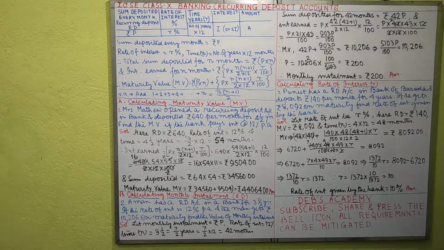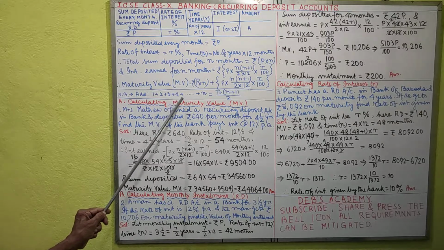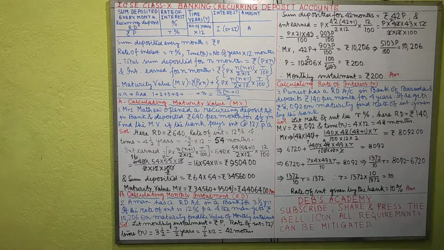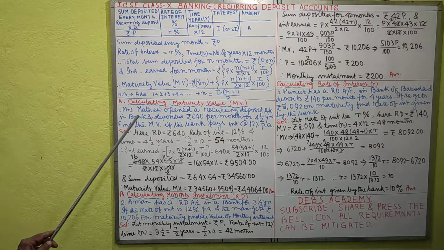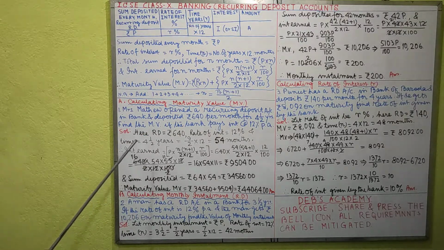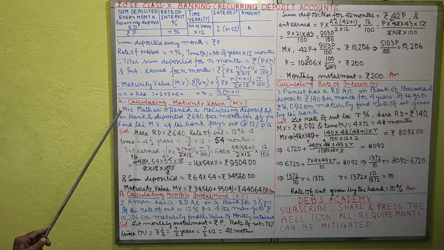To find the number of months, you can use this way: adding 1 plus 2 plus 3 plus 4 plus whatever it may be up to n terms, it is n into n plus 1 by 2. Now let us see the first question, calculating maturity value. Students, in case of calculating maturity value, we will follow this method. The first, this is A.